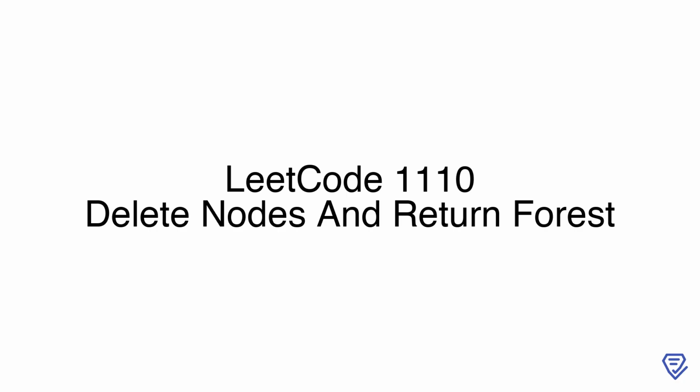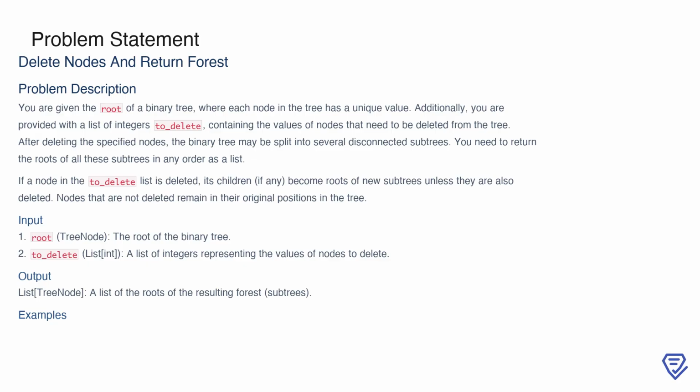Let's dive in. In this problem, you are given the root of a binary tree where each node has a unique value. Along with the tree, you are provided a list of integers called to_delete, which specifies the values of nodes that need to be removed. When a node is deleted, the binary tree may split into multiple disconnected subtrees. Your task is to return the roots of all these resulting subtrees as a list, in any order.